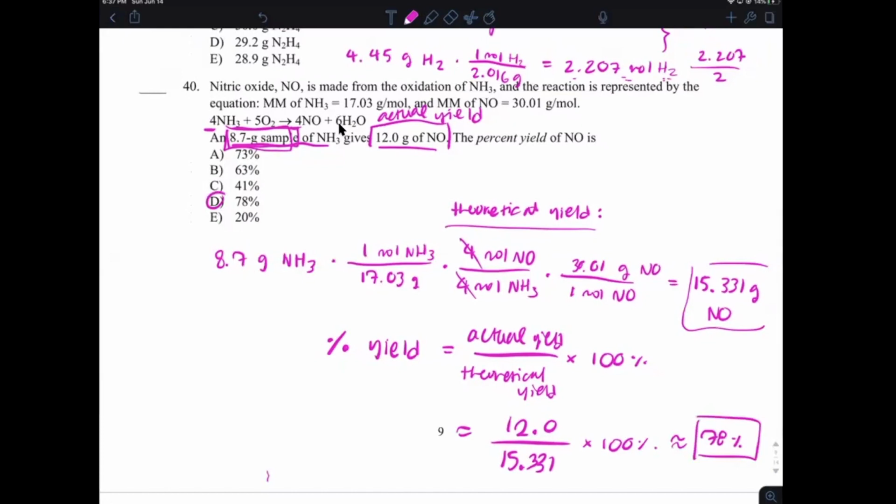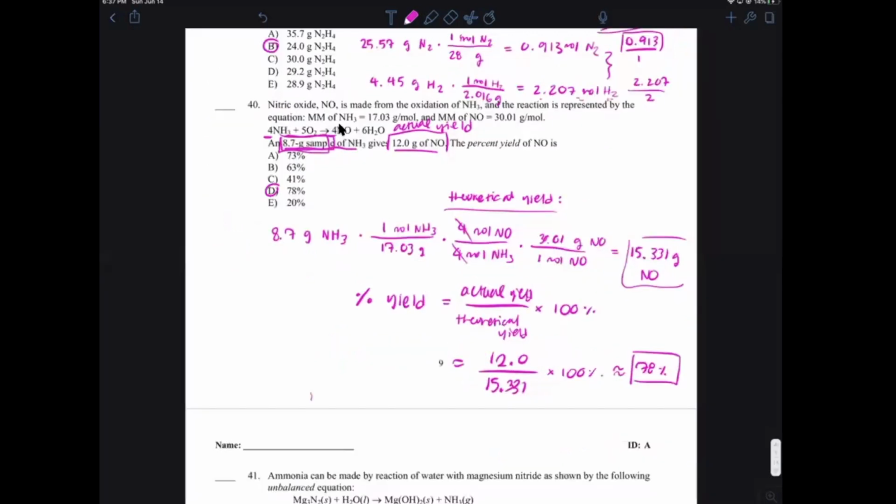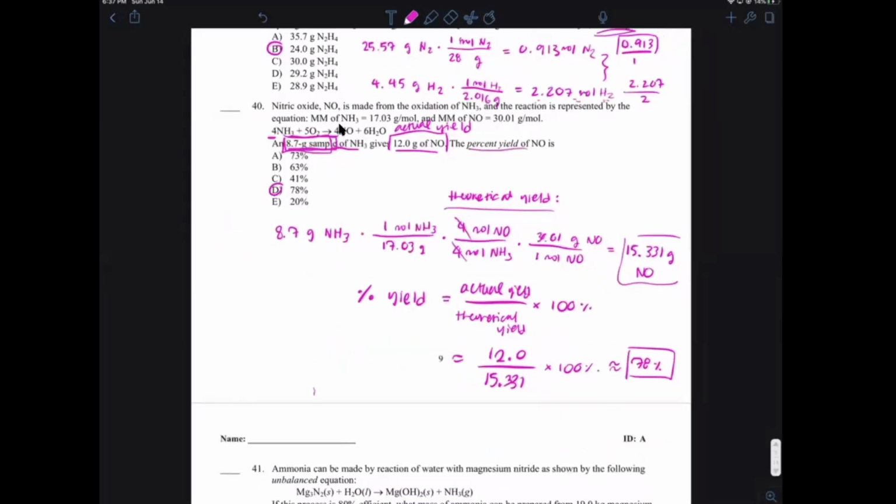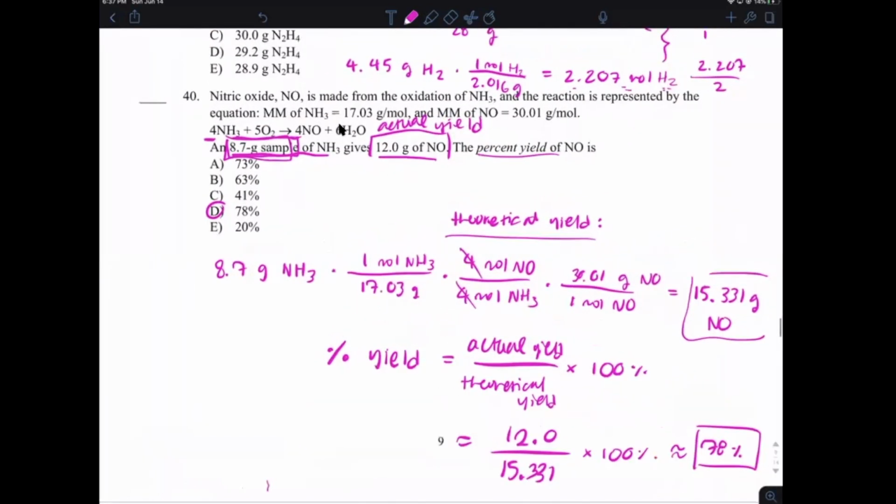Yeah, so hopefully that one makes sense. Just make sure you remember it's the actual yield over the theoretical yield, and the actual yield is given in the problem. All you have to do is calculate the theoretical yield. Okay, does that make sense? Kenneth? Yeah. Okay, cool. Are there any other questions?